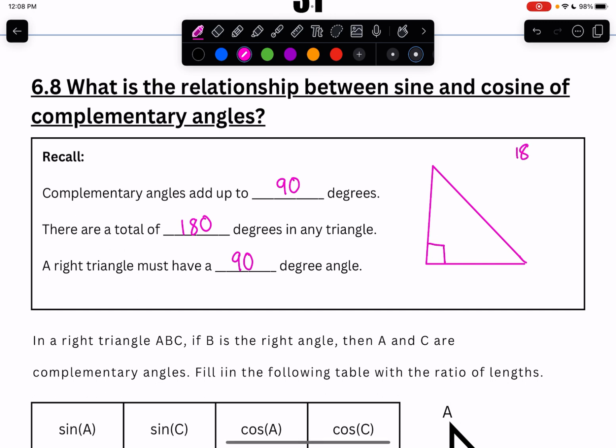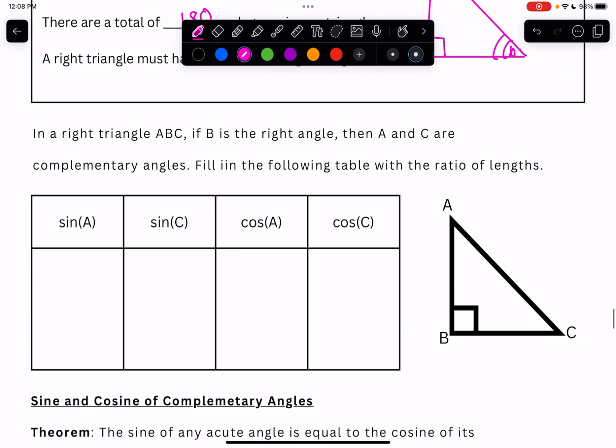If you know that one of the angles already has to be a 90-degree angle, then you're saying that the last two angles must add up to 90. So for any right triangle, your two non-right angles are going to be complementary. So in a right triangle, if B is the right angle, then A and C are complementary angles. Fill in the following table with the ratio of lengths.